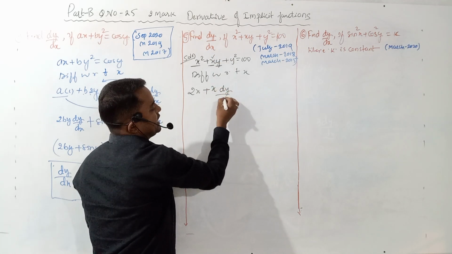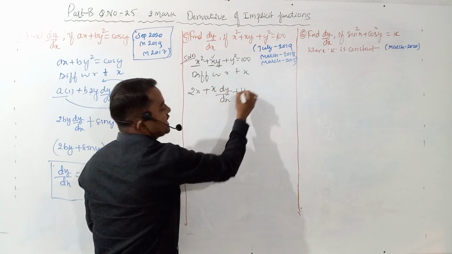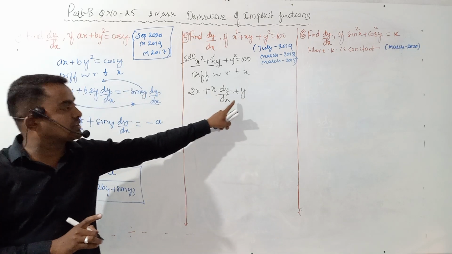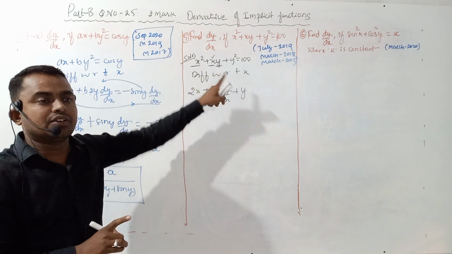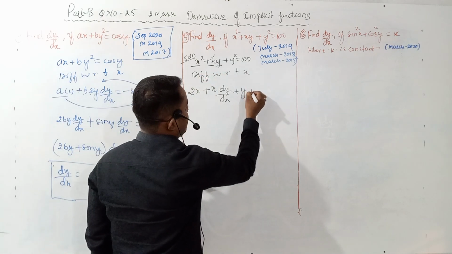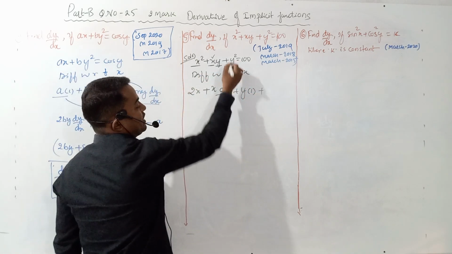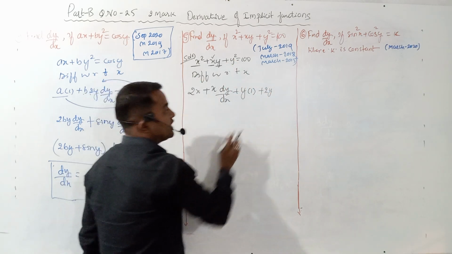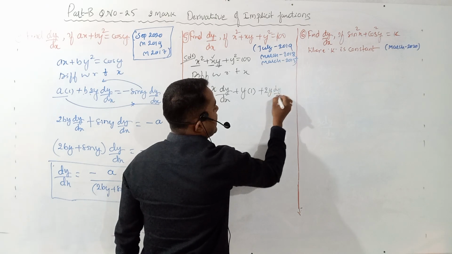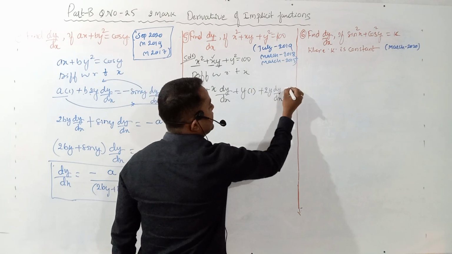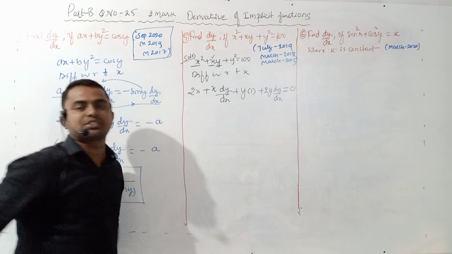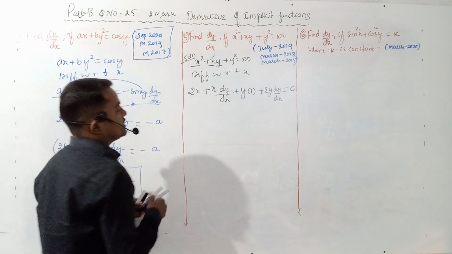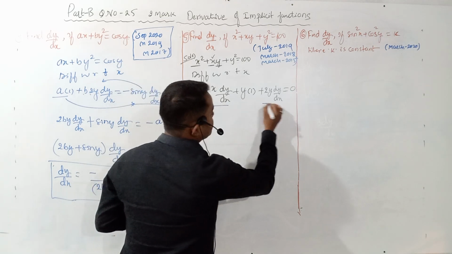into derivative of y, dy by dx, plus y as it is, that is v, u as it is into derivative of v, dy by dx, plus y as it is into derivative of x with respect to x, which is 1. Plus derivative of y square, 2y, derivative of y, dy by dx. Derivative of 100 is 0, because 100 is a constant. Derivative of constant is 0.